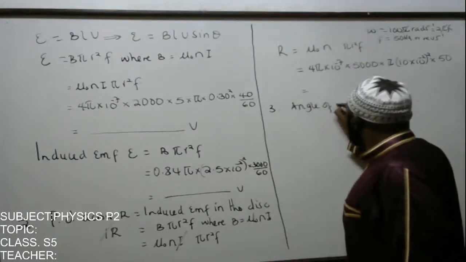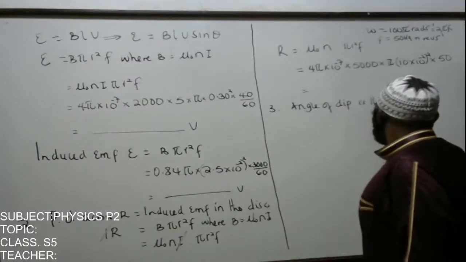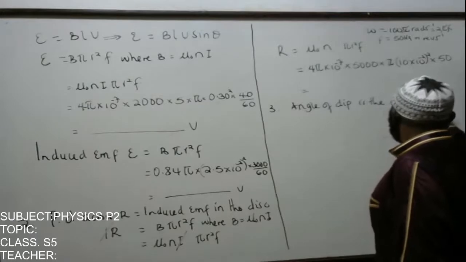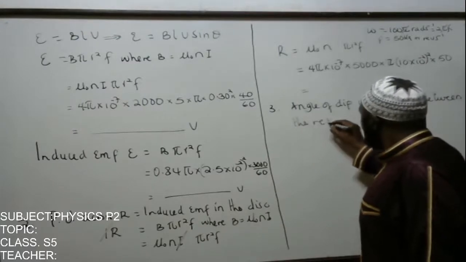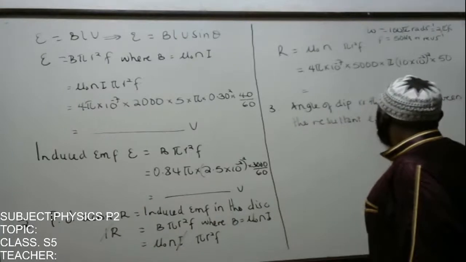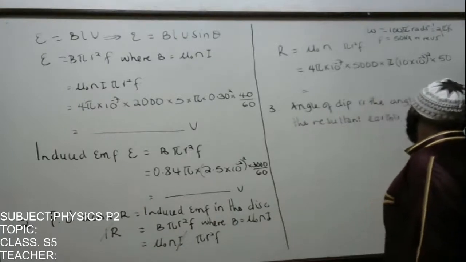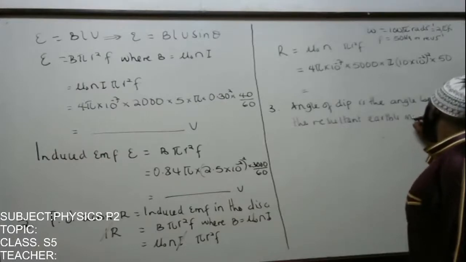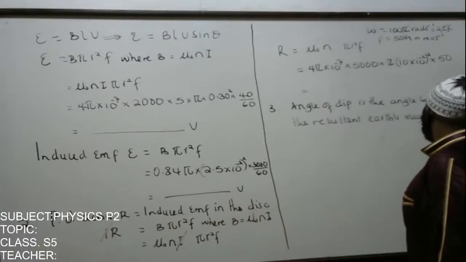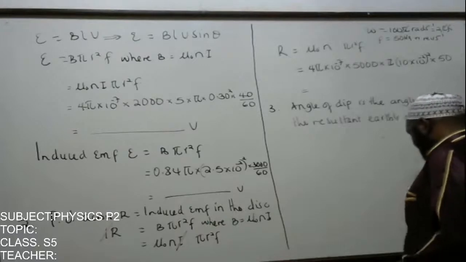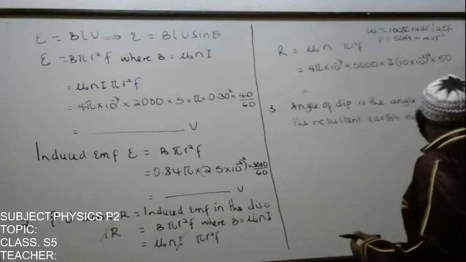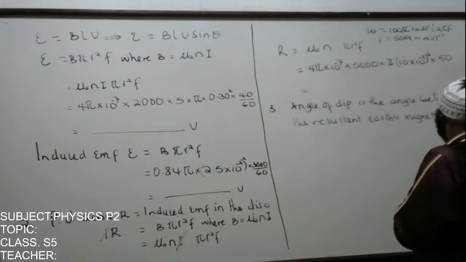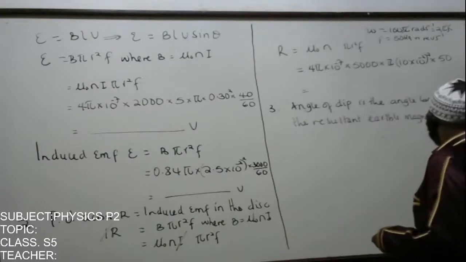Angle of dip is the angle between the resultant Earth's magnetic flux density, the resultant Earth's field, and the horizontal.